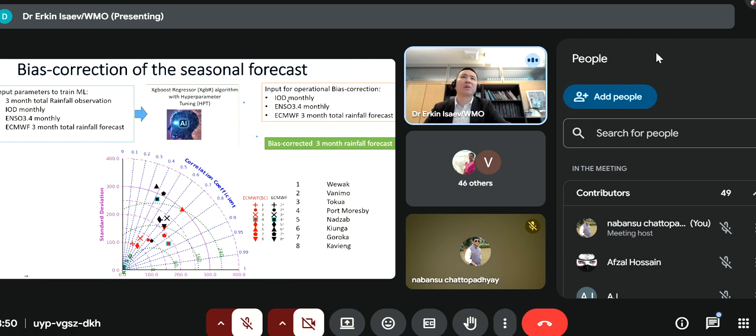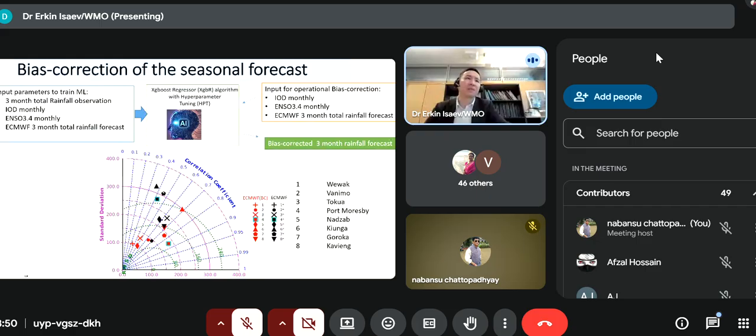And for the input for operational bias correction, it is monthly, every month from the beginning. The Indian Ocean Dipole and ENSO indexes are monitored and forecasted, and the 3 months rainfall forecast is downloaded and bias corrected. Then we can see here the bias correction: the red one is bias corrected, the black one is not, and 1 to 8 are the station numbers.